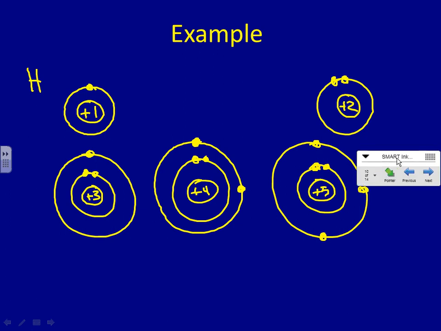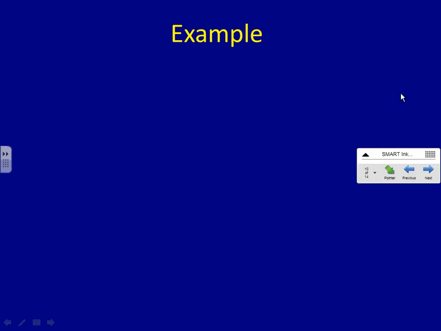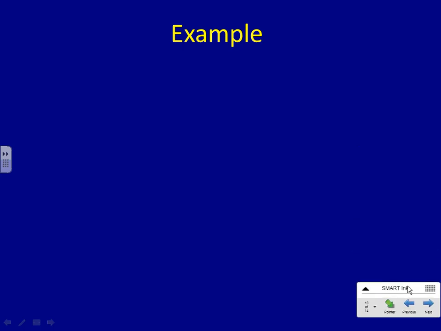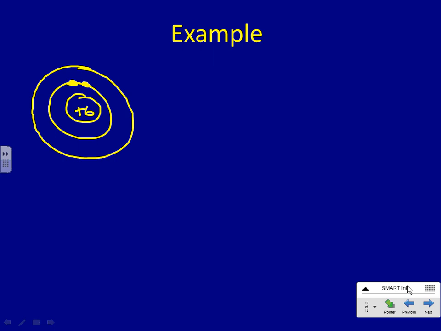I'm going to clear the screen here so that I can continue. It's supposed to be a smart board, isn't it? All right, clear the screen. Clearing. Where am I at? Carbon? +6, 2 in the middle, and now 1, 2, 3, 4.